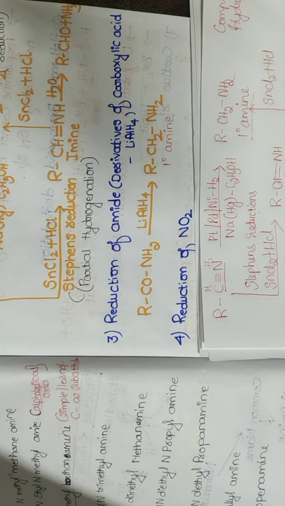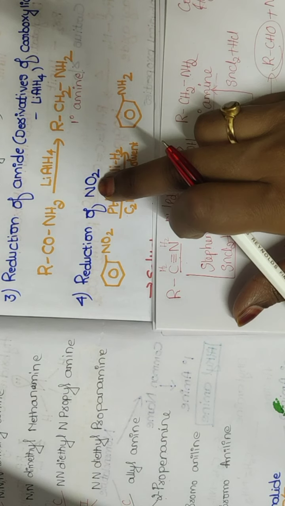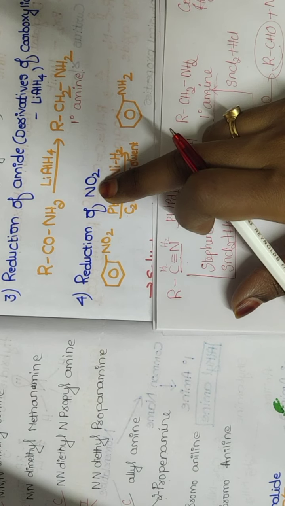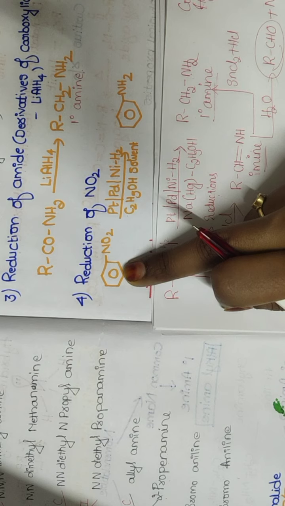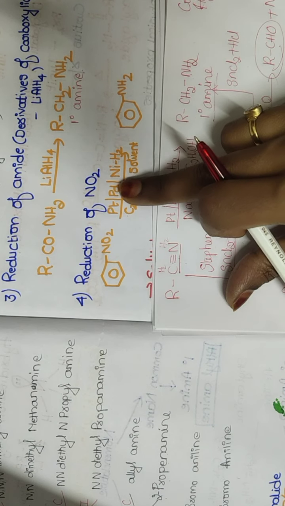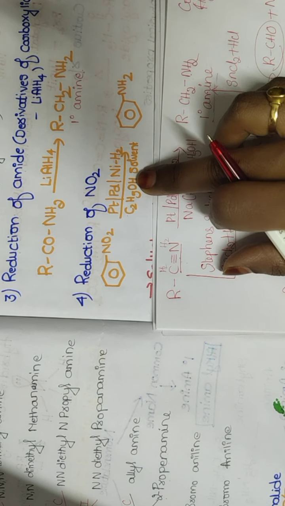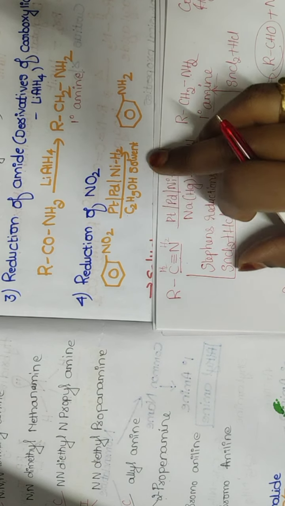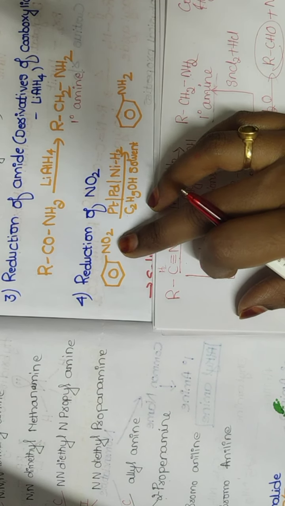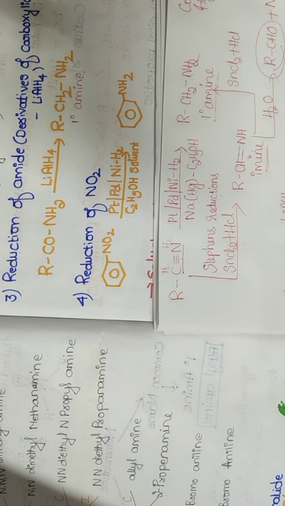Okay, so next one is reduction of nitro compound. Again we are taking nitro because it has a nitrogen. Here we have taken an aromatic nitro compound, that is nitrobenzene. Again what we are doing is a catalytic hydrogenation in presence of ethyl alcohol as a solvent. We are not taking water as a solvent here, we are taking ethanol. Again we are adding 2 hydrogen and removing oxygen. Addition of hydrogen or removal of oxygen is also called reduction.